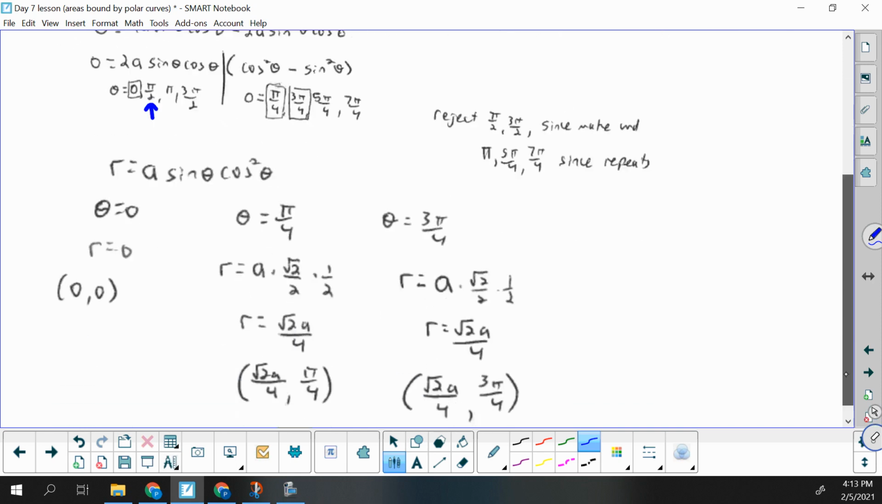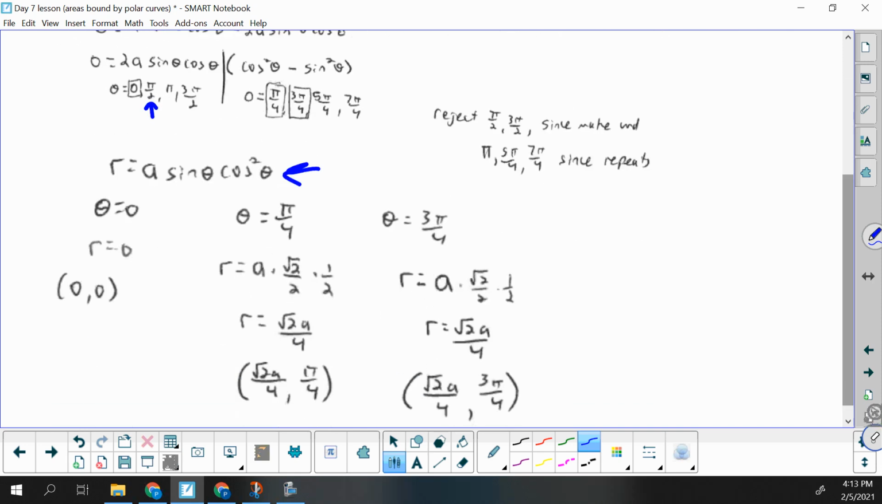Well, if we sub those into our R here, we'll get 0 for the radius, 0 for the angle. If we sub the pi over 4 in, it'll neaten up to square root of 2a over 4 for the radius and pi over 4 for the angle. And if you sub the 3 pi over 4 in, we get the same radius and just a 3 pi over 4 angle.